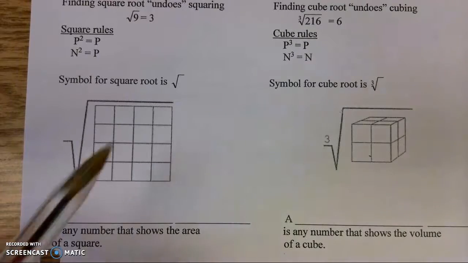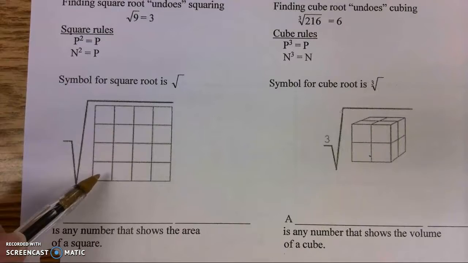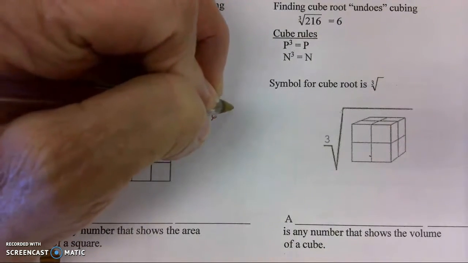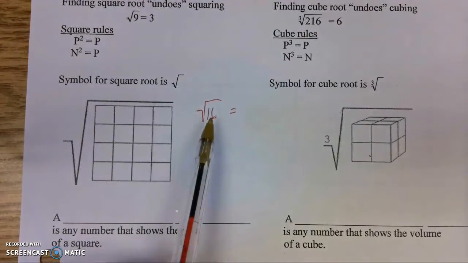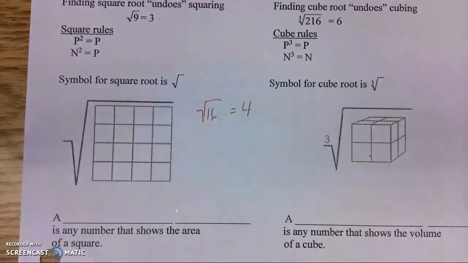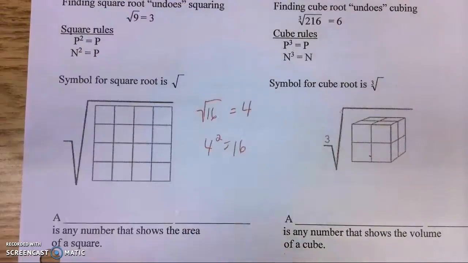I have a square there. This square is made up of 16 little squares. So if I find the square root of 16, I want to know what number times itself will give me 16, and that's 4. And I know that 4 squared equals 16.